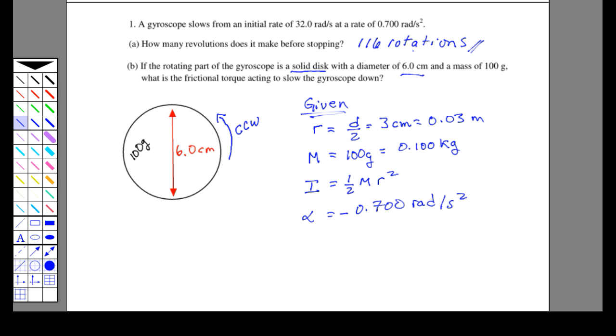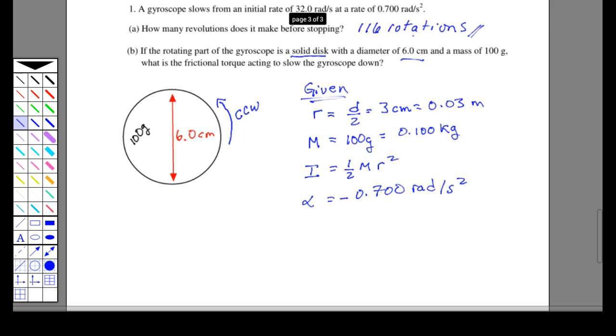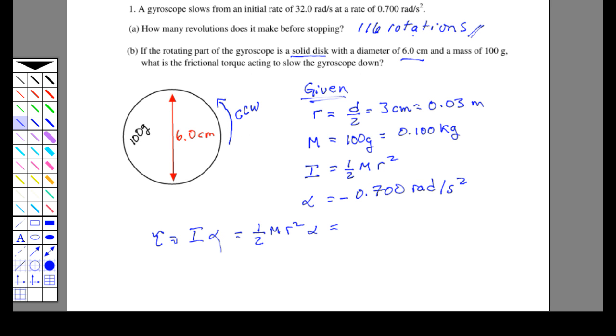Okay, so how are we going to find the frictional torque? So the force of friction is what's causing this to come to a stop. So let's remember our equation for torque. Torque is just equal to the moment of inertia times the angular acceleration. We know, well, we can compute all of this. So moment of inertia is 1/2 mr squared, and our angular acceleration is alpha. We can plug in all of our numbers.